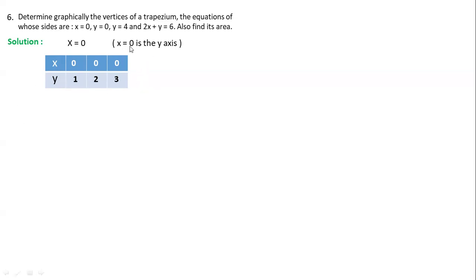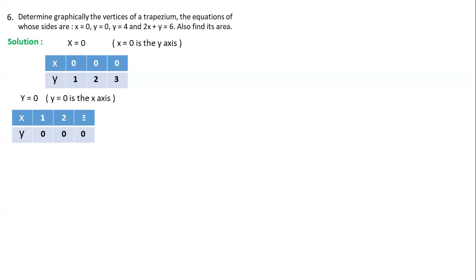Now, if x is 0 is the y-axis, then y is 0 must be the x-axis. So y is 0 is the x-axis. Clear? Now what is given? Y is 0. So y is always 0, y does not change. So put 0, 0, 0. And now the x value you take as per your own choice. Take 1, 2, 3. Any value.